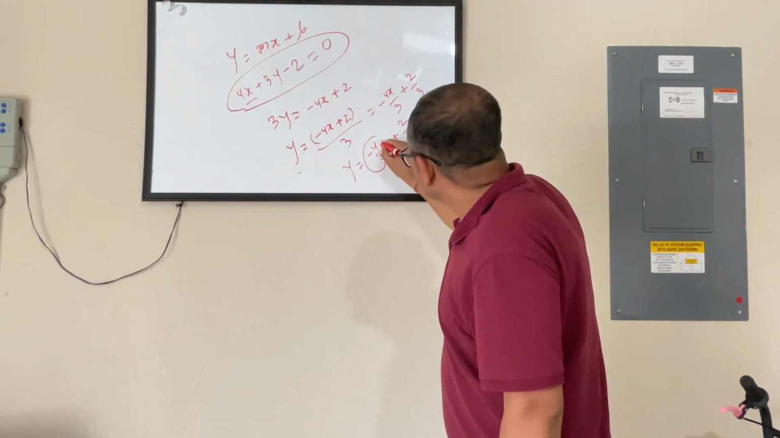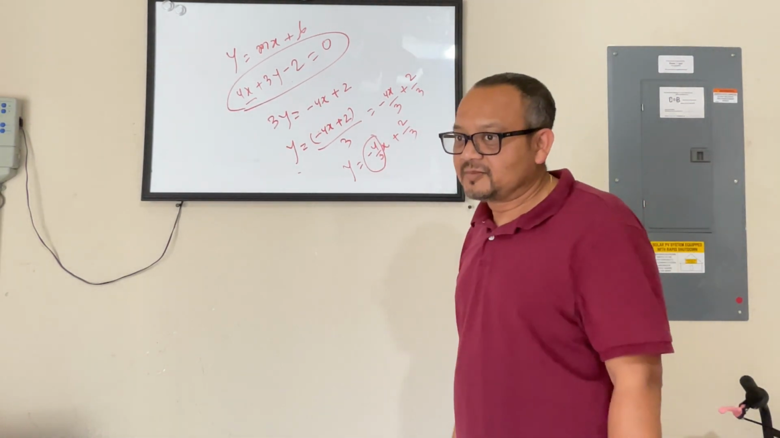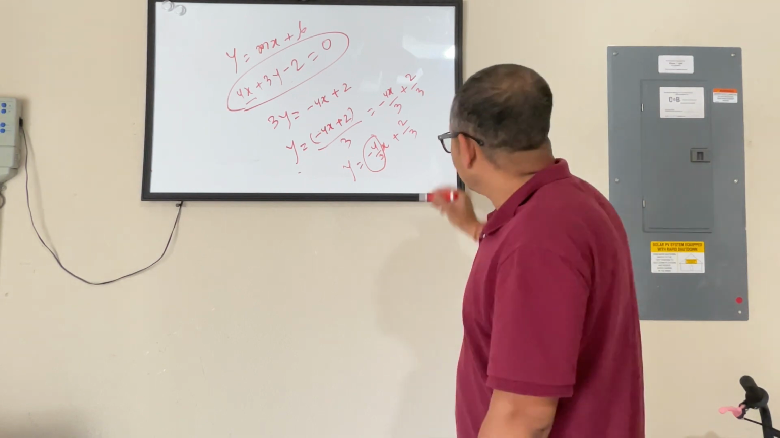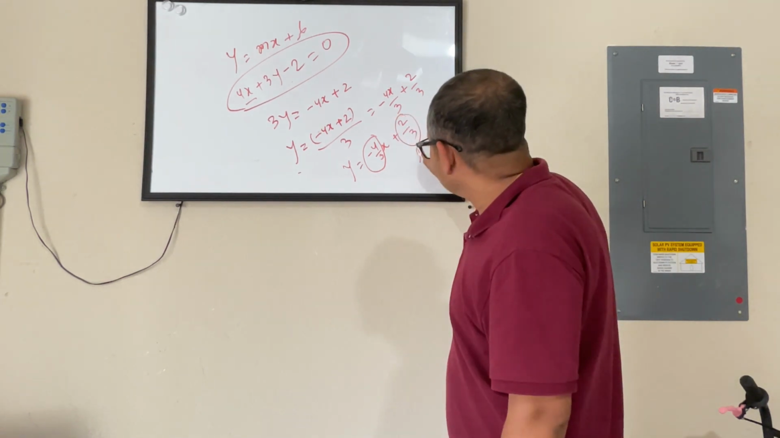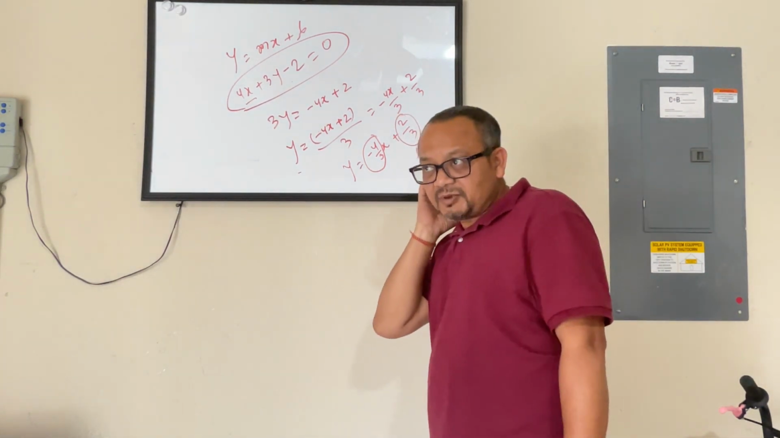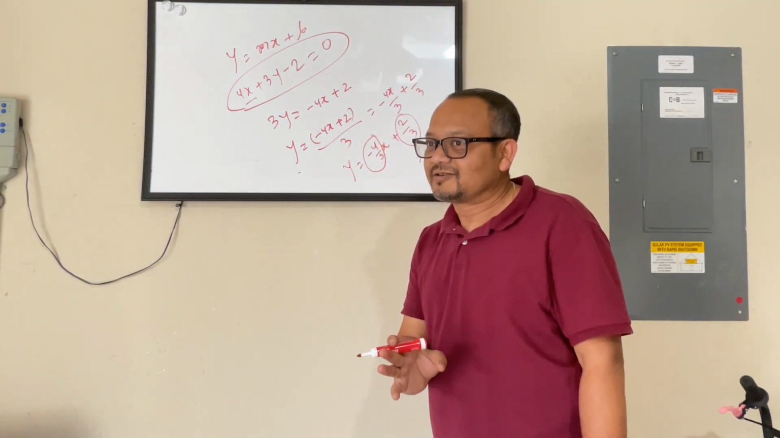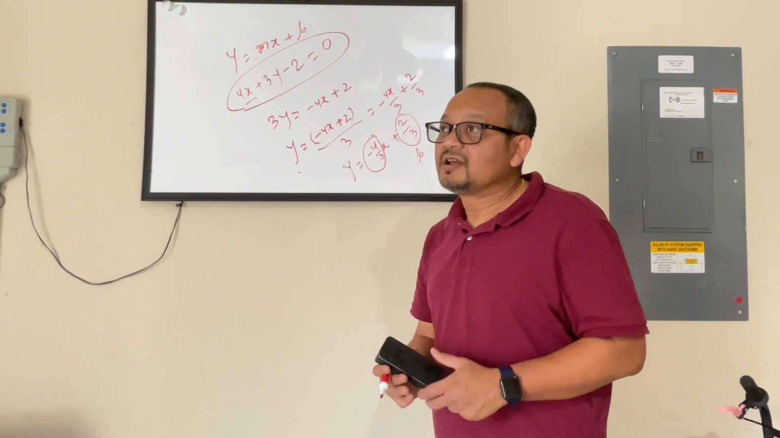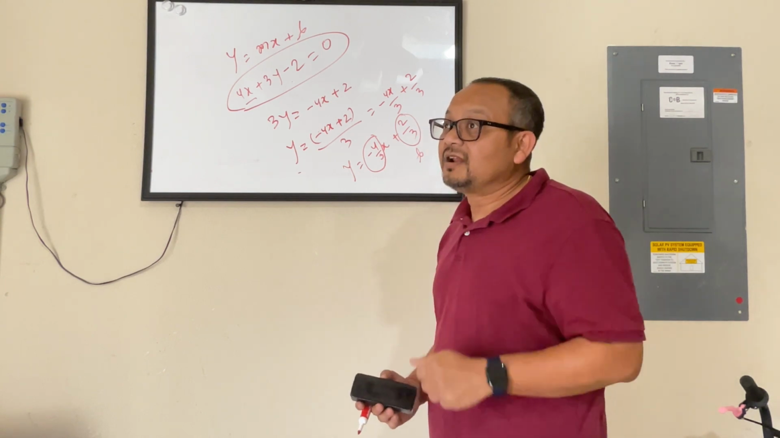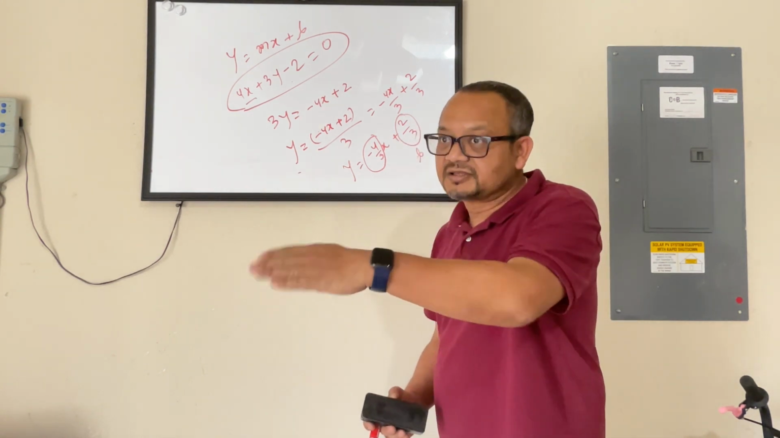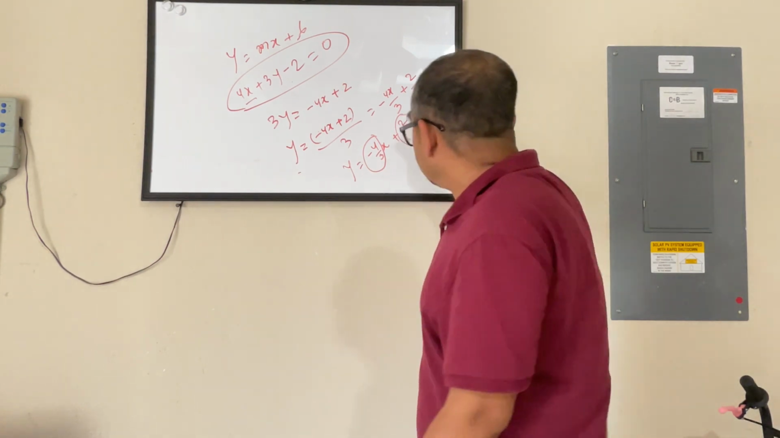This is my m, the slope, and this is my intercept, b. Now you tell me, what is the intercept? It's where y is 0... Yeah, it's where the line touches the y-axis. That's what the intercept is.